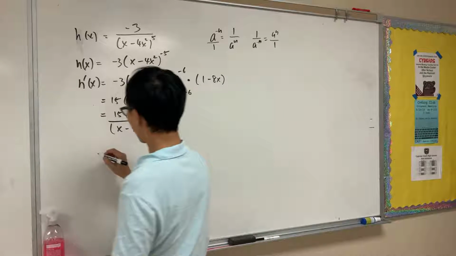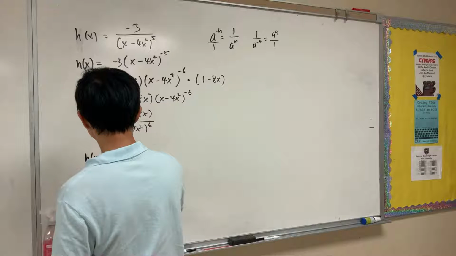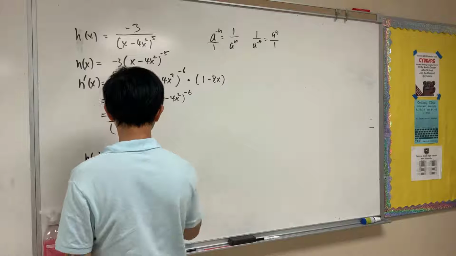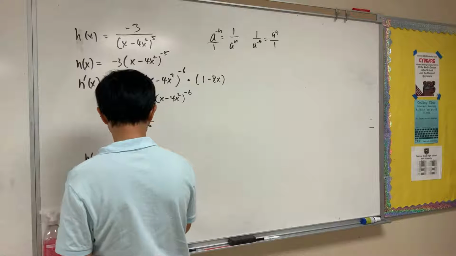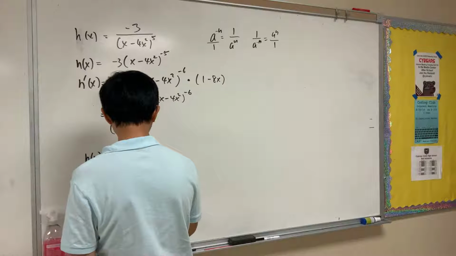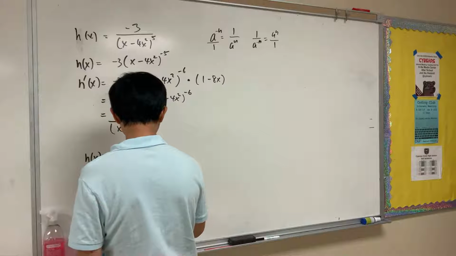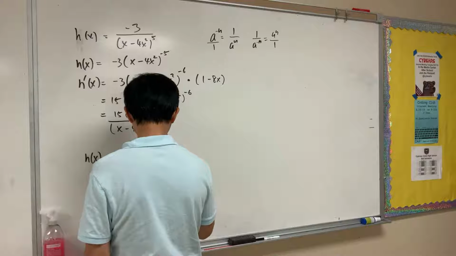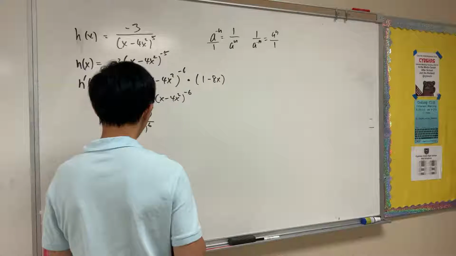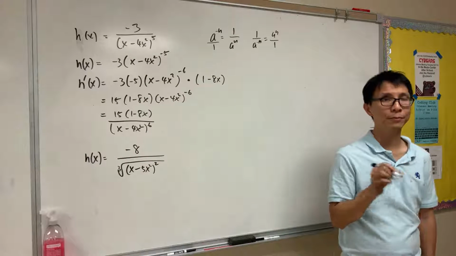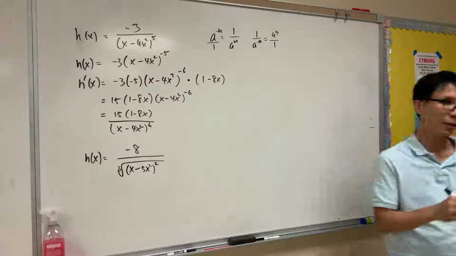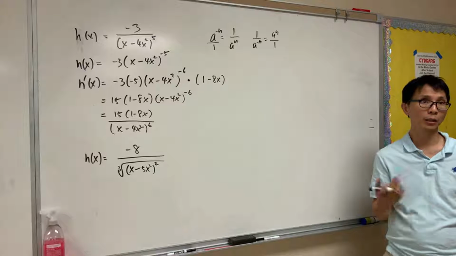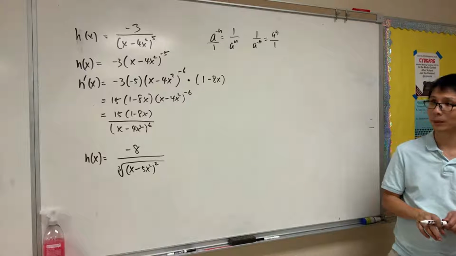Okay, so I'm going to ask you to do one. h of x is equal to -8 over the third root of x minus 5x squared to the 2nd power. So I want you to take a derivative of this. Math first, that's the most important thing. You can avoid the quotient rule, that's fine, but make sure you do it right, mathematically speaking.